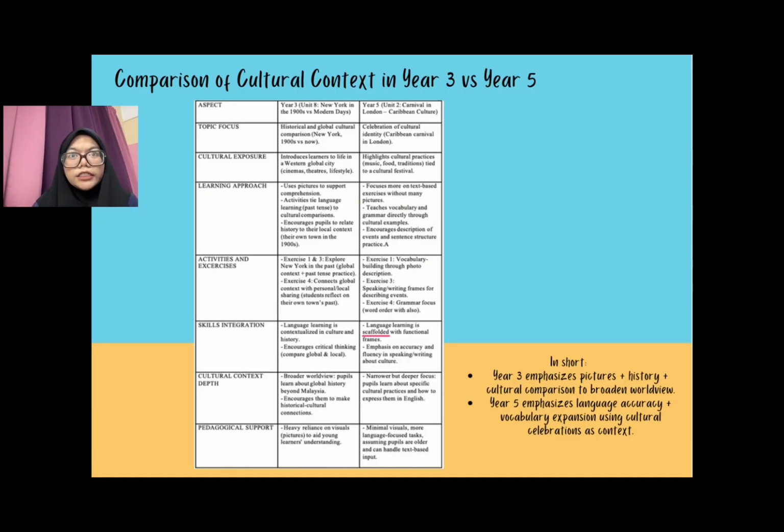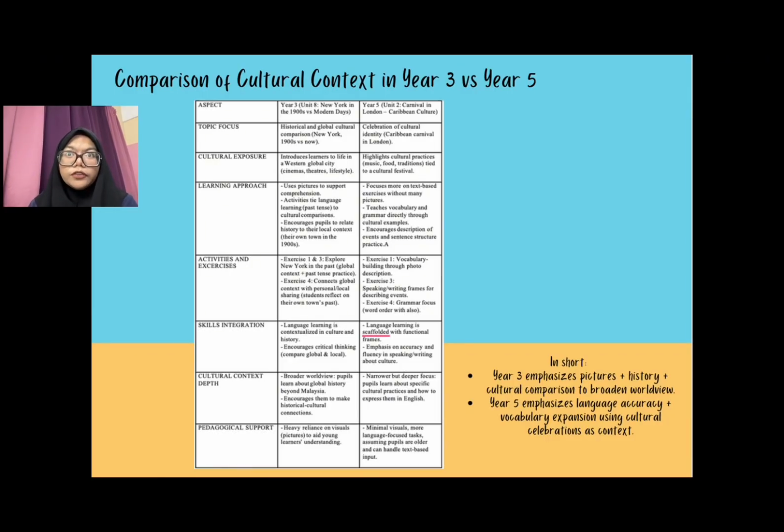And for the skills integration, in Year 3, it talks about language learning being contextualized in culture and history. And it also encourages critical thinking, like it will make students think and compare global and local. While in the Year 5 textbook, the skills that are integrated are language learning scaffolded with functional frames, and it also emphasizes accuracy and fluency in speaking or writing about culture.